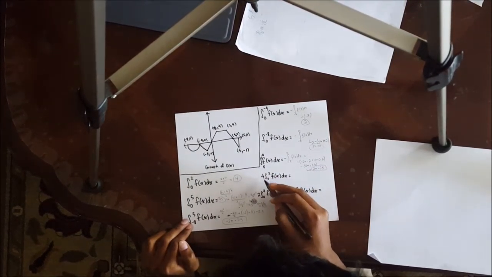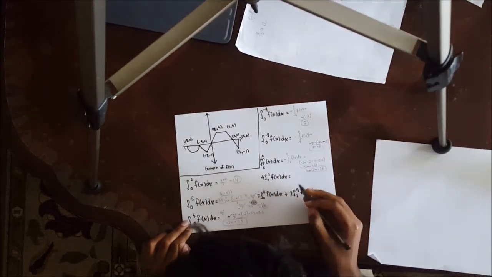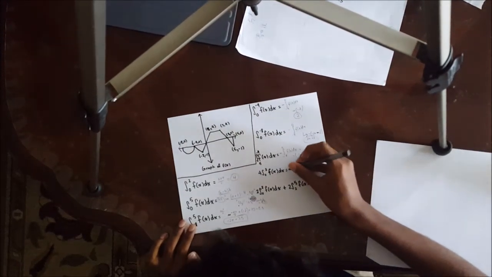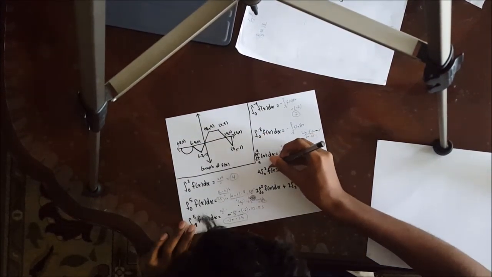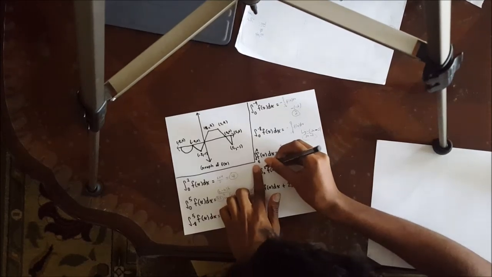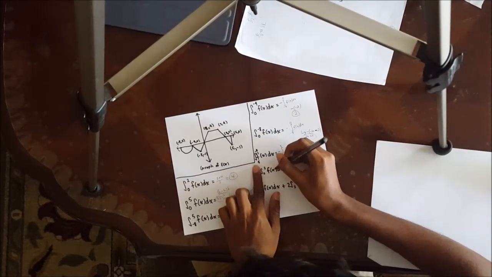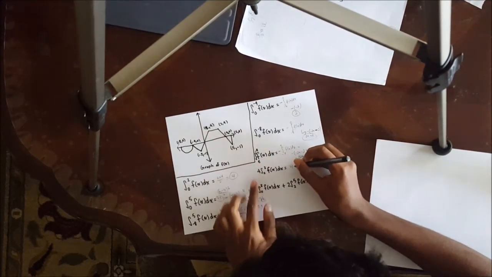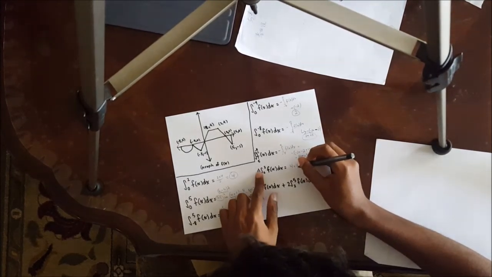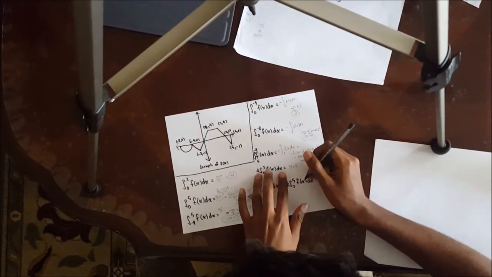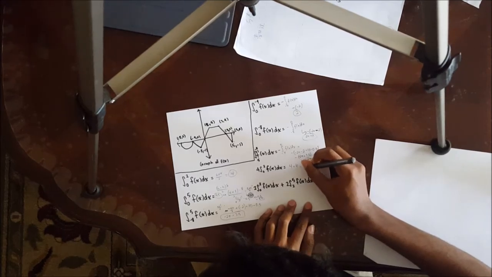Now we have 4 times this. All we do is find the area of the integral, which we already did over here. So we ignore this 4 for now. From 0 to 2 of f of x dx, what do we get? We get 4. Now we consider the 4 times 4, because we're just multiplying the integral times this constant value over here. So that gives us 16.